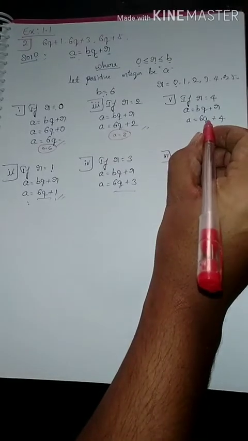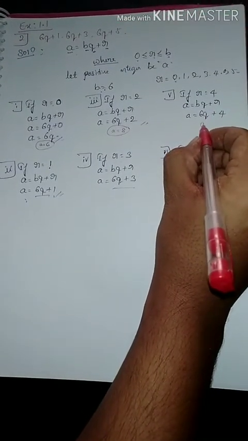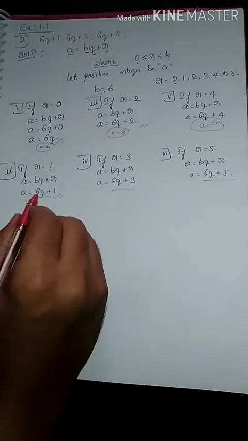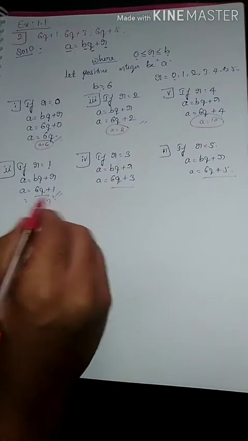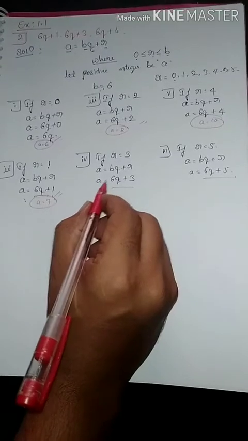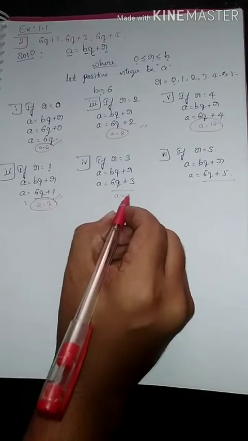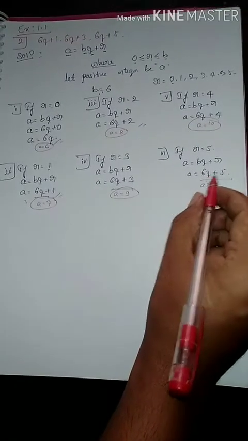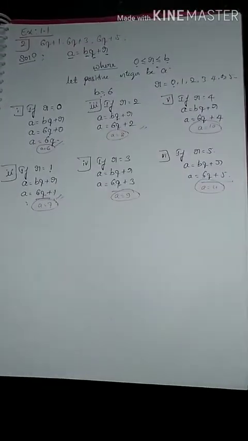If q is equal to 1, it becomes a is equal to 6 times 1 plus 4, which is 10. If q is equal to 1, here a becomes 7. So here if q is equal to 1, a is equal to 9. If q is equal to 1, here a is equal to 6 times 1 plus 5, which is 11.